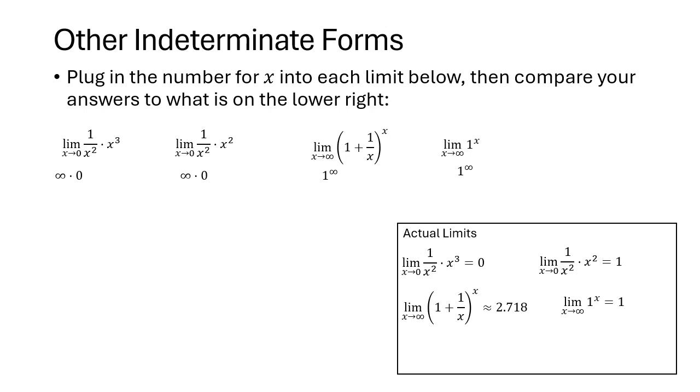For the third one, using a graph, you will end up with about 2.718 for the limit as x approaches infinity of 1 plus 1 over x raised to the x. On the other hand, the limit as x approaches infinity of 1 to the x is just 1. So similar to infinity times 0, 1 raised to the infinity gives limits with different values.